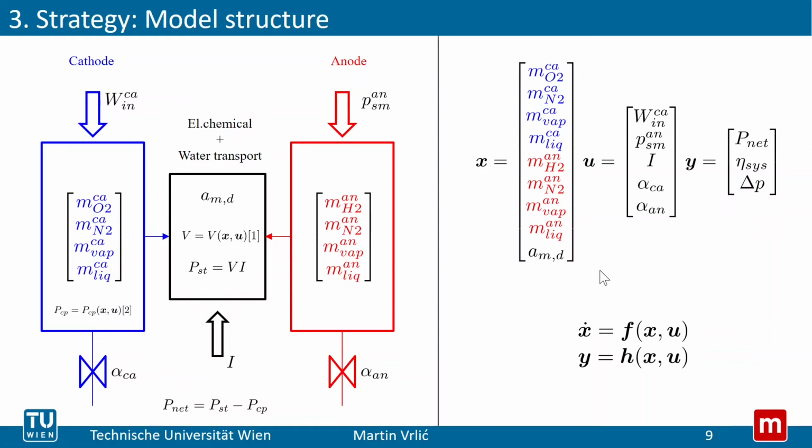When we collect all the differential equations which describe the dynamics of all these states here, we end up with a transient nonlinear state space model, as you can see here. Now the first step is done, the model has been developed. We end up with a nonlinear state space model describing the system.